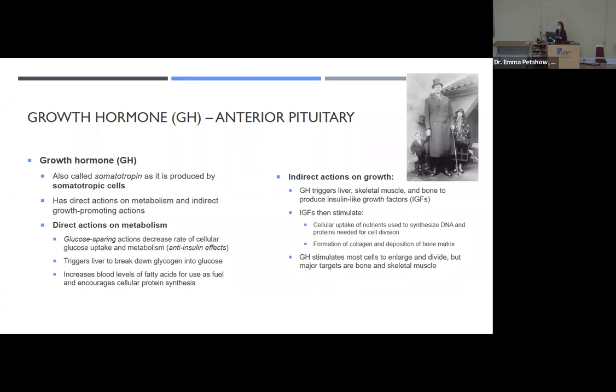Indirect actions on growth is going to trigger those insulin-like growth factors, specifically in liver, bone, and skeletal muscle. Those can then increase uptake of nutrients to give us more ability to synthesize DNA, then therefore proteins, et cetera, to allow us to do cell division. It also can help with formation of collagen and deposition of bone matrix to make our bones stronger. And it, in general, stimulates most cells to enlarge and divide. But really, if you're thinking about target tissues, your main two target tissues would be bone and skeletal muscle. It's going to target liver as well, but I would say if you had to focus it in more, bone and muscle, that's going to be your two major pockets for this growth hormone.